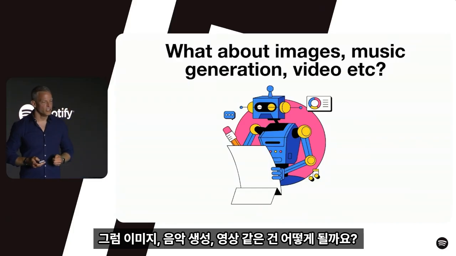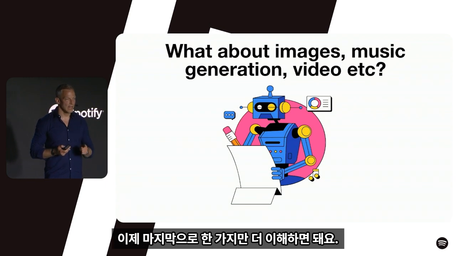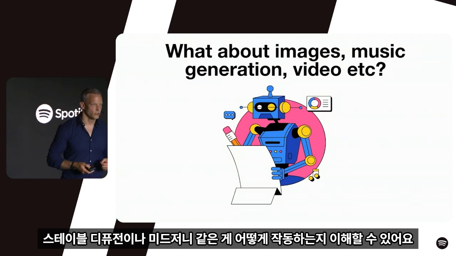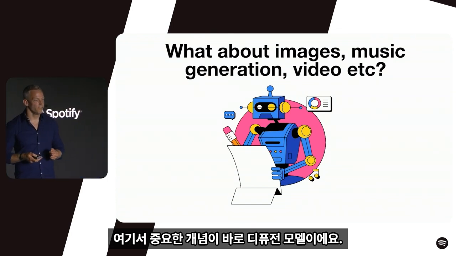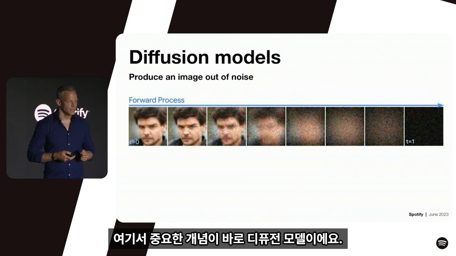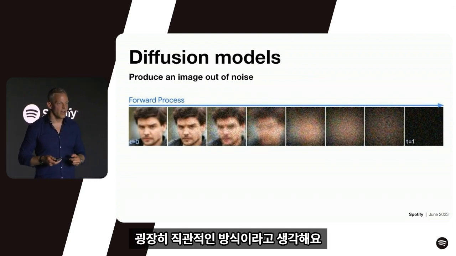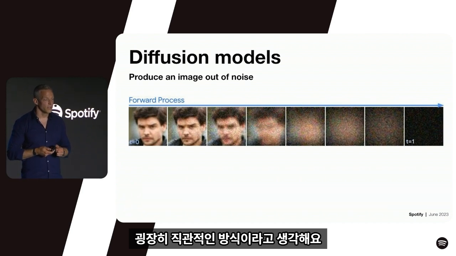So what about images, music generation, video, etc.? There's only one last thing you need to understand now, that you understand all of this, in order to understand how something like Stable Diffusion works or Midjourney or something like this. And that is this notion of diffusion models. So diffusion models is actually also something that I think conceptually is very intuitive.